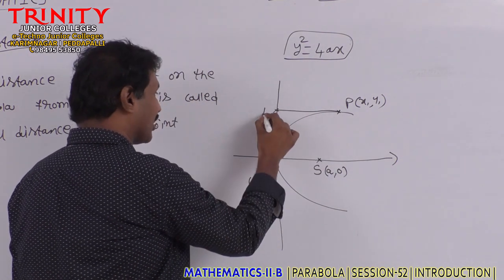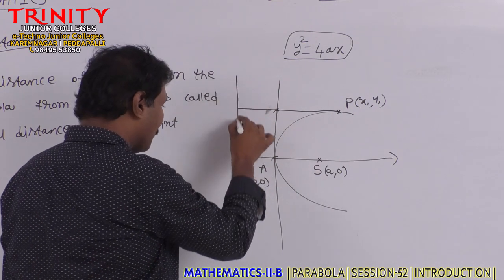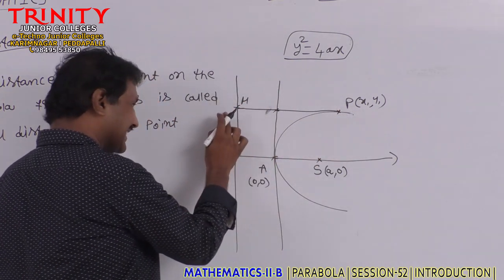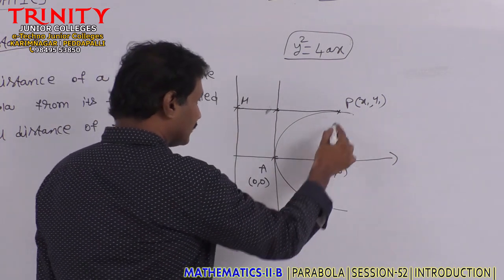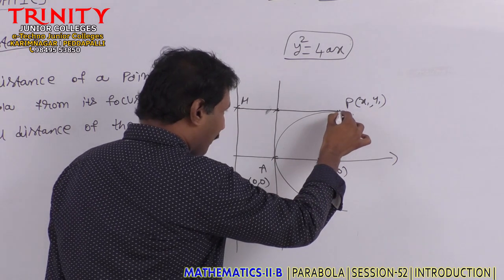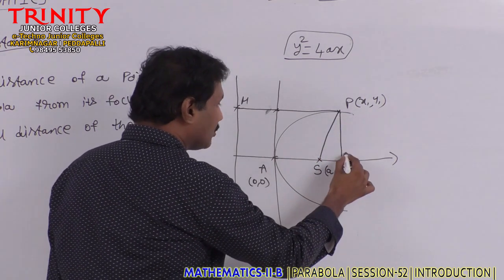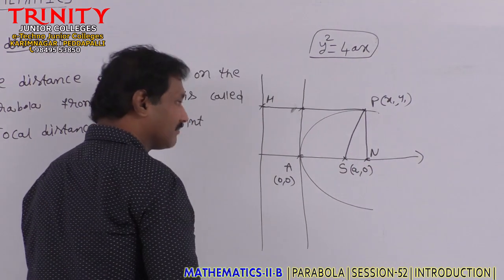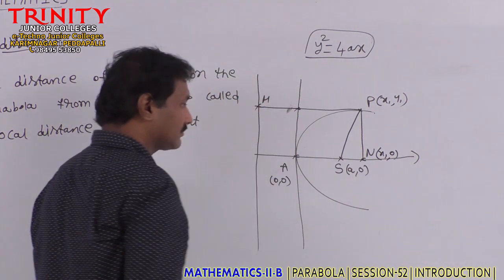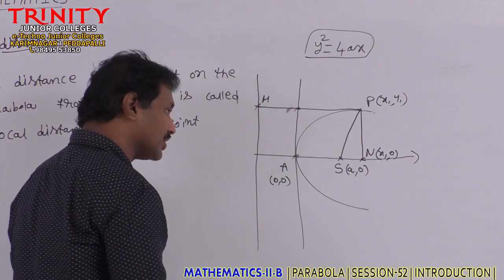on the directrix. M is the projection of P on the directrix. This is joined SP. We draw a projection from P to the x-axis, that is N. The coordinates of N are (x1, 0), as we discussed in the last problem.